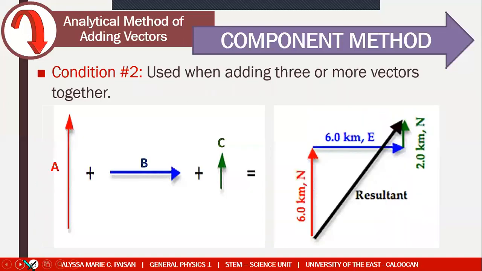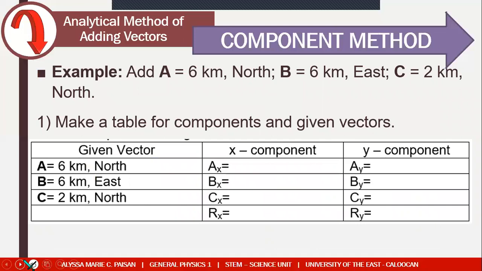Ayan. So next, condition number 2 in using component method is that when you are already adding 3 or more vectors together. Okay? If you're adding 3 or more na, you don't need to draw actually. Okay? So let's have the given 6 kilometers north, 6 kilometers east, and 2 kilometers north.